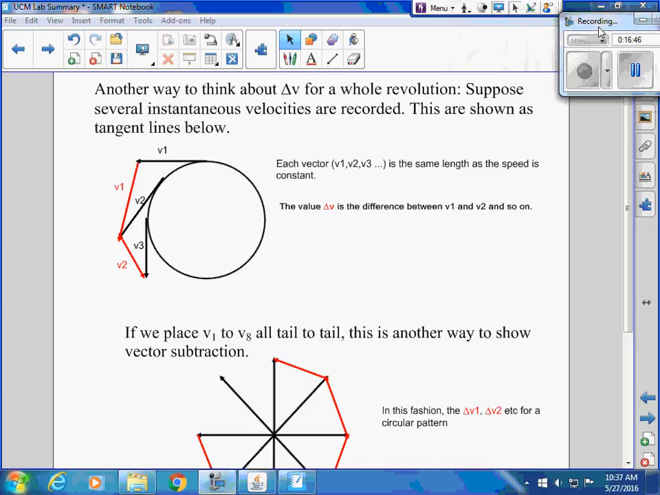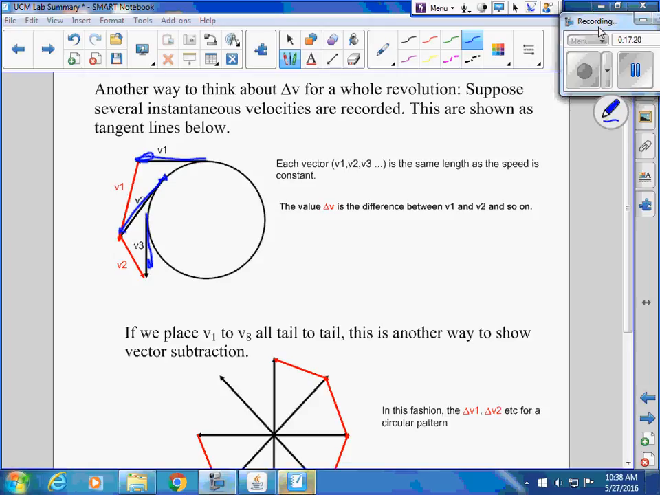Another way to think about delta V for a whole revolution. Suppose several instantaneous velocities are recorded. This is shown as the tangent lines below. So in other words, can you guys see them red there? They're red on my screen here, right? Okay, so the black ones here, which I'm going to go over in blue, that's the velocity at that point, tangent to the circle. This is the velocity here, v2, at that point right there. This is the velocity at that point. And that's true all the way around the circle, right? The velocity at every point is tangent to the circle.